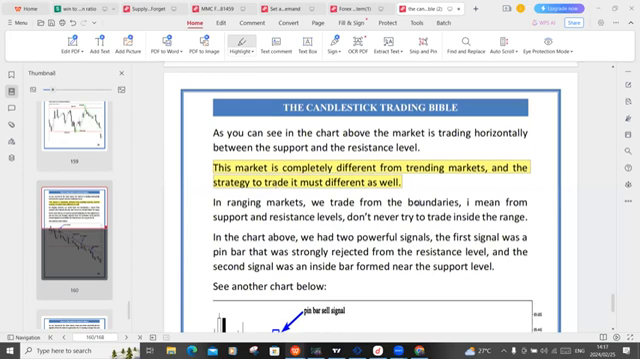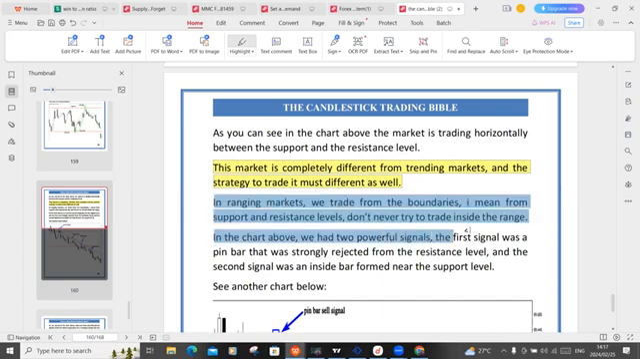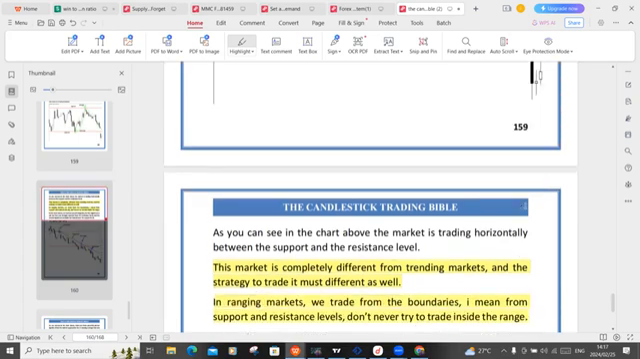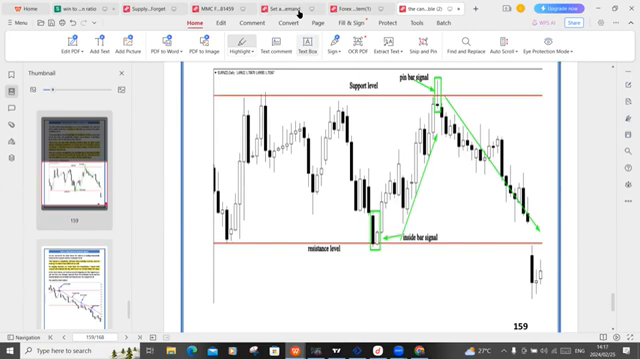In ranging markets, we trade from the boundaries, I mean, from the support and resistance levels. Don't ever try to trade inside the range. What the author is saying here is don't take your trades inside here, inside here, inside here, inside here.